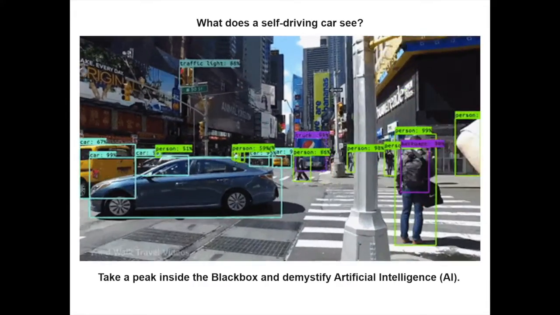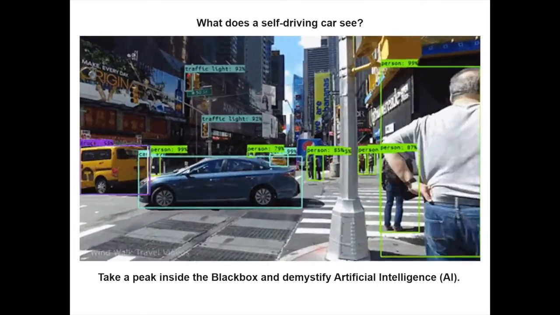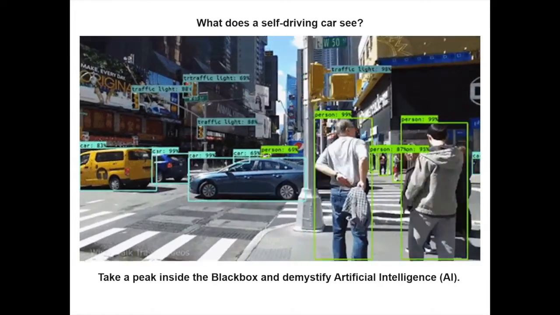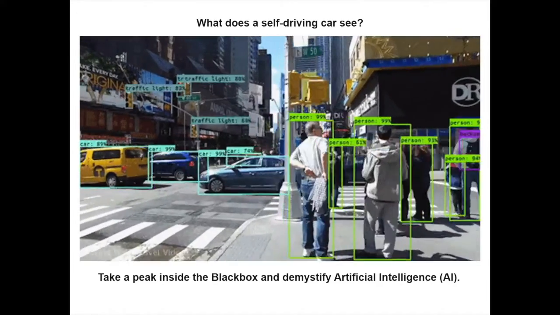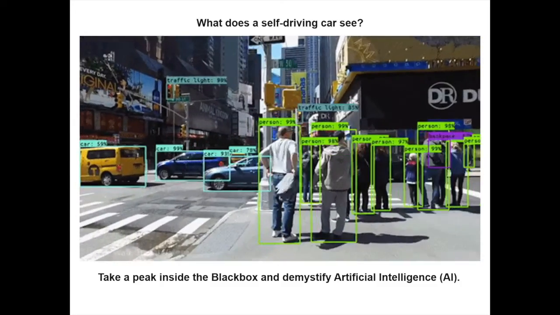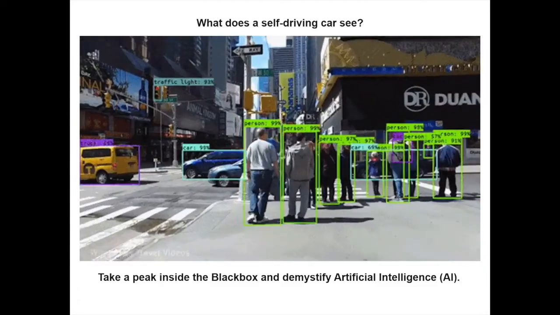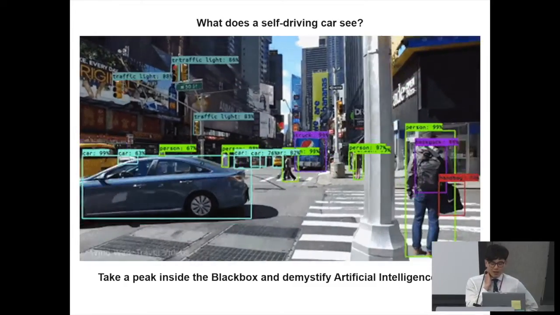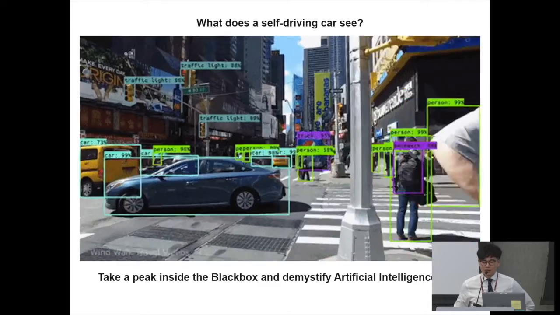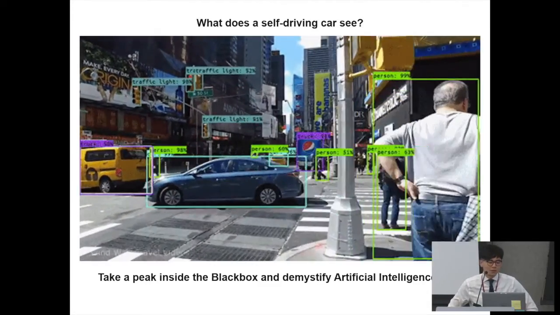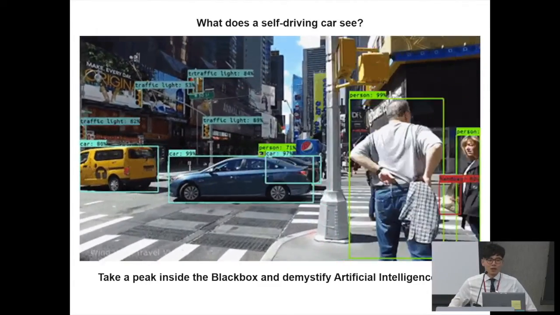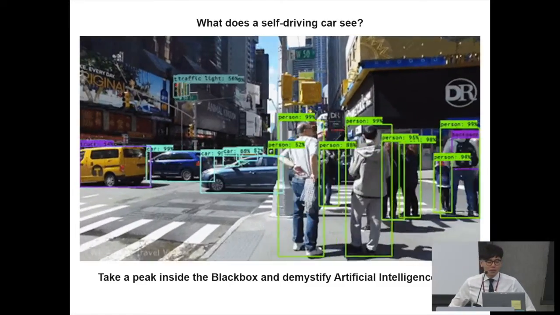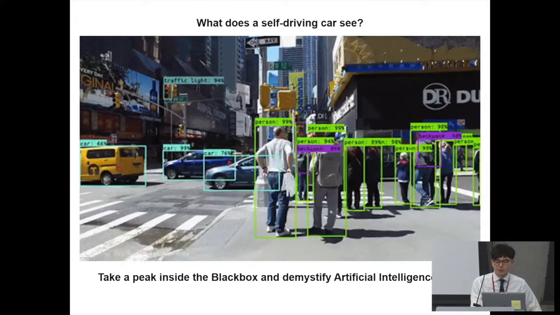Just to motivate this a little bit, when you see a video like this, what does a driving car see? You have all these bounding boxes, and these AI are supposed to be able to label where the car or pedestrians or other objects are in view and then drive around it as a consequence. The goal of this presentation is to demystify AI and to maybe not really understand what's inside the black box, but take a peek inside and see what it's about.